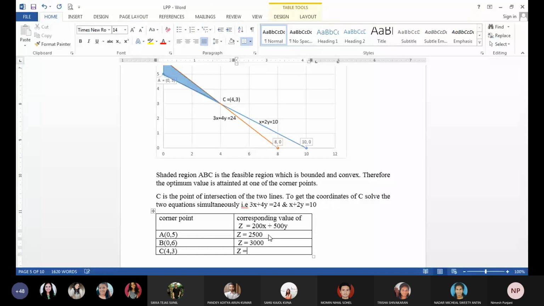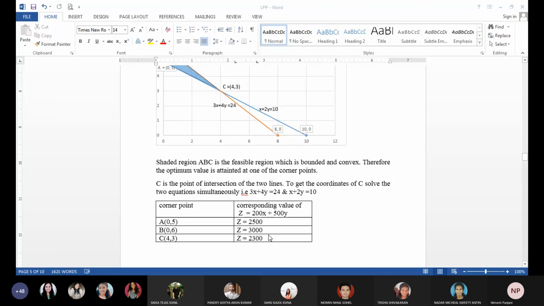And what will be your z at 4,3? 2,300. 800 and 2,300. Right? So these are the values which you are getting. Now out of the three, which is the least value? Which is the smallest value out of the three? C. 2,300. So the minimum is attained at C.